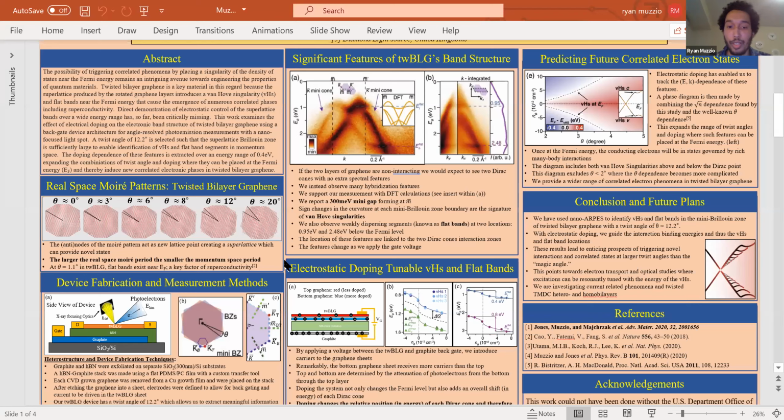Something that had not been explored yet is the effect of gating on that system. And so when we apply the gate, we see that the interaction of the 2 Dirac cones changes as a function of gate voltage or carrier concentration, if you will. And so now we've opened up the parameter space of where these flat bands exist in energy. Not only do they depend on the rotation angle or the twist angle between the layers, but they also depend on the amount of electrons that exist in the relative layers.